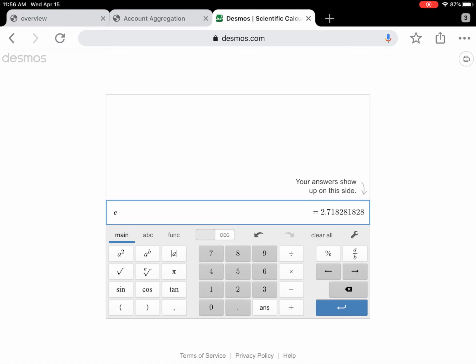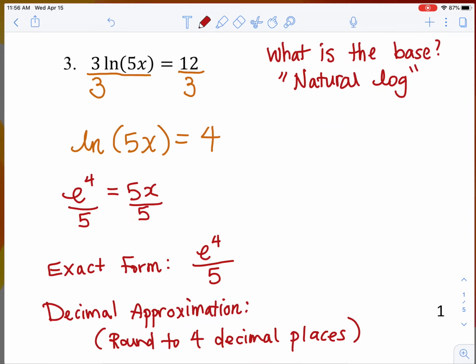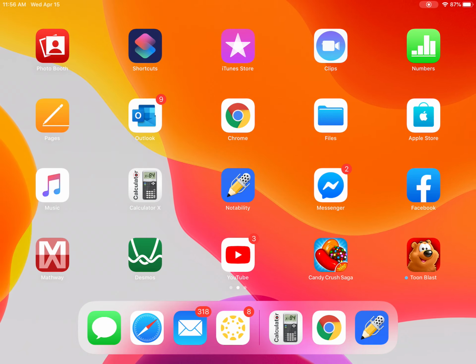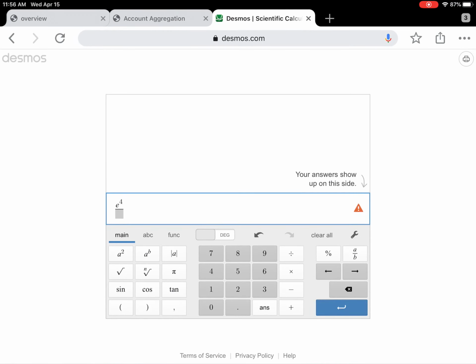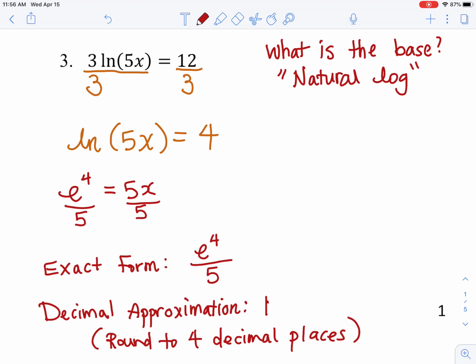I'm going to go and type the e to the 4th power. Where do I go back? Not the equal sign. E to the 4th power, and then I will divide that by what was the number? 5. E to the 4th power divided by 5. So if you don't have your scientific calculator with you, I found an app online, the Desmos scientific calculator, that got me that the decimal approximation is 10.9196. So let me write it down first, 10.9196.